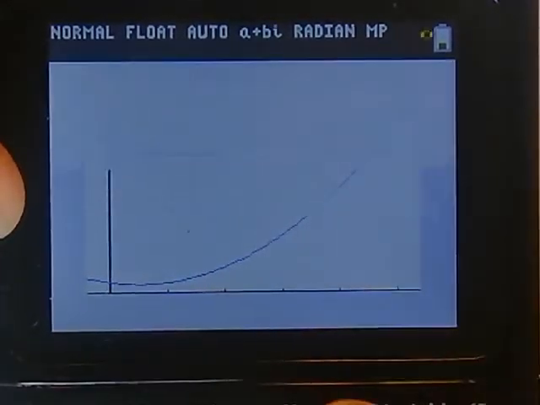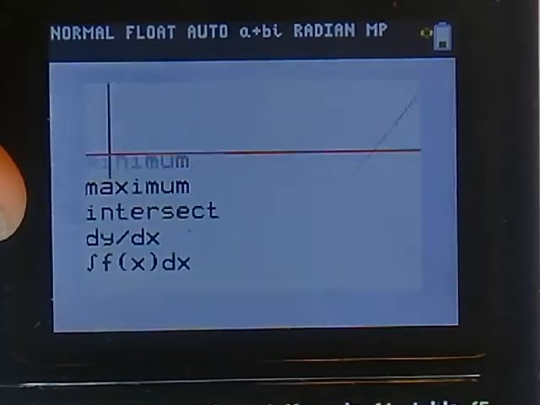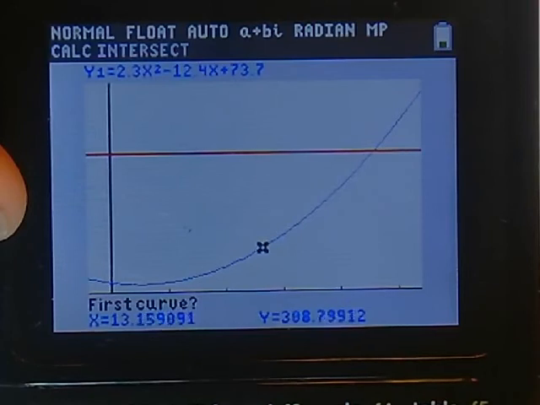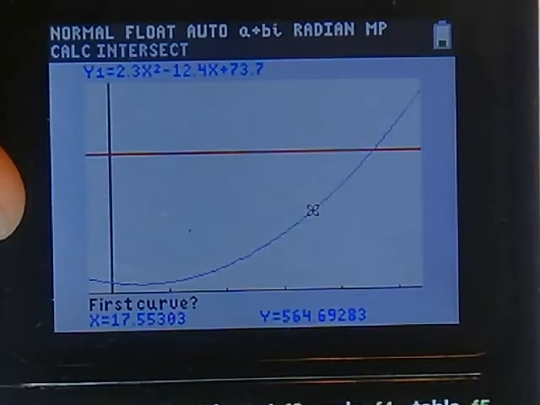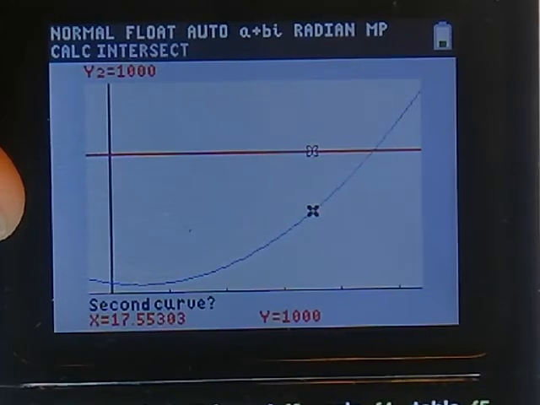Second calc, and we're going to go down and use number 5, the intersect feature, and we want to find where these two intersect. So I'm just going to take it with my arrow and move the cursor over in the neighborhood here, so it doesn't have to be too close. And then it's saying, is this the first curve, the one that's blinking on? Yes. So I'm going to hit enter. Is this the second curve? Now it's blinking on the red line, the horizontal line. Is that the second curve? Yes. And I'm going to hit enter.